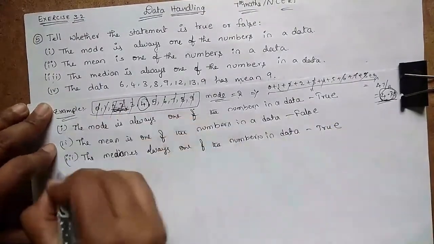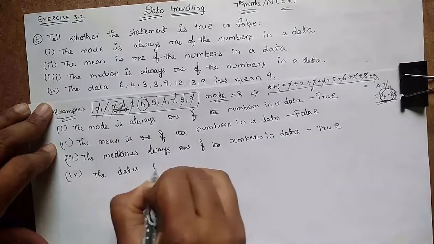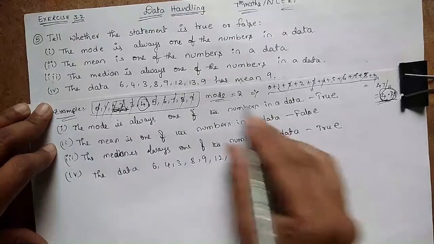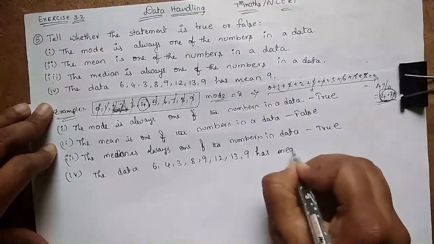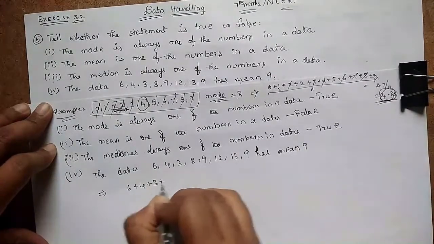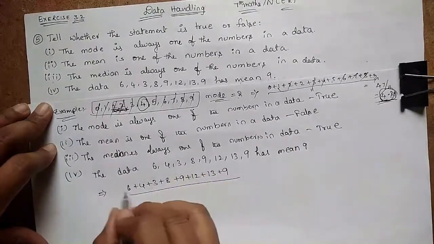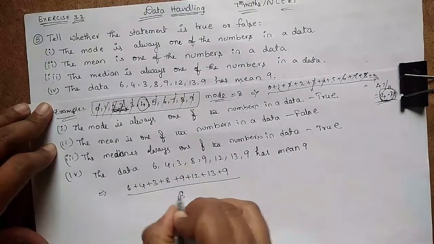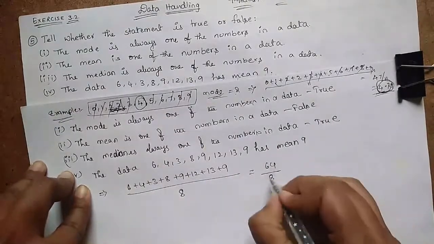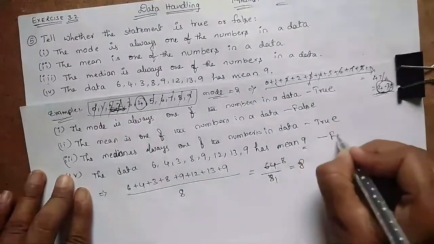True. Next, coming to the fourth one, the data is given. The data 6, 4, 3, 8, 9, 12, 13, 9 has a mean 9. So we have to find the mean, whether it is true or false. Mean is nothing but the sum of data divided by the total number of observations. So here we are summing all the given numbers, 1, 2, 3, 4, 5, 6, 7, 8. So 8 observations. The total for the given data is 64 divided by 8. So 8 ones are 8, 8 eights are 64. So the mean was 8, not 9. So this statement was false.